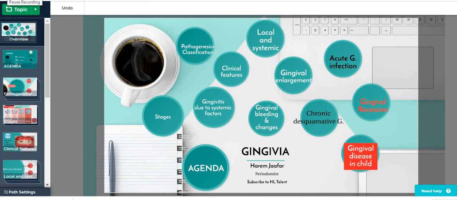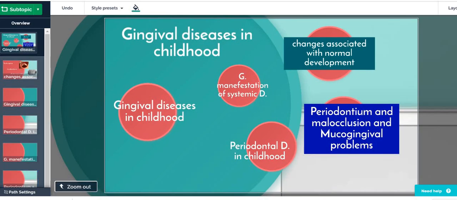Today I'll try to focus on another aspect of the gingival disease, which is gingival disease in childhood. I'll try to be brief in each subject to be understandable and not boring. So I focused on 5 points in the gingival disease in childhood.